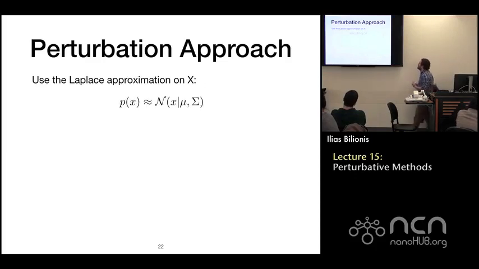So the first thing that you do is you approximate the density of the original random variable with a Gaussian. This is not essential, but it simplifies things considerably. So the first step is to apply the Laplace approximation to whatever it is that you are uncertain about. By applying the Laplace approximation, you will find a mu and a sigma.